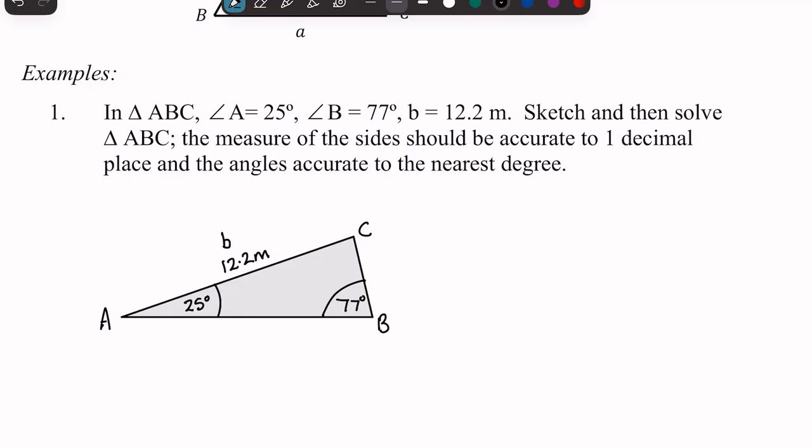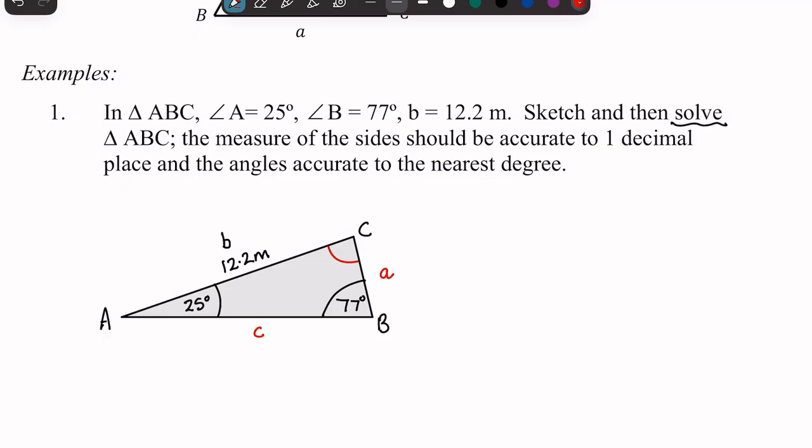Sketch and solve the triangle ABC. The measure of the sides, okay, fine. We've got to solve the triangle. So that means we're finding everything missing. So what we have missing is angle C. We have side length a and side length c.